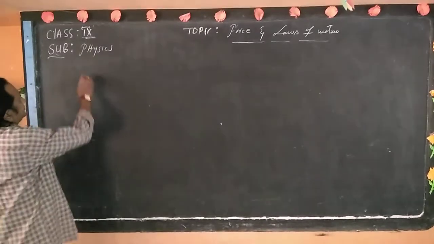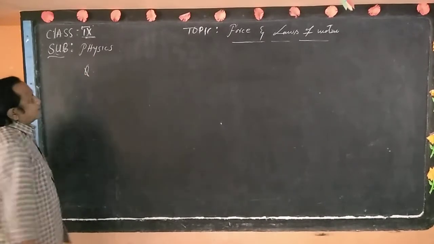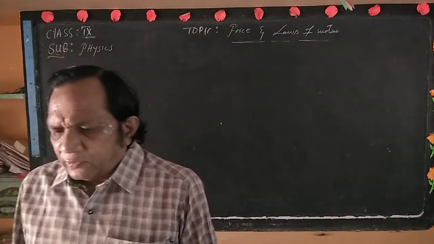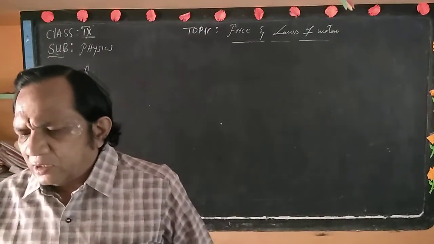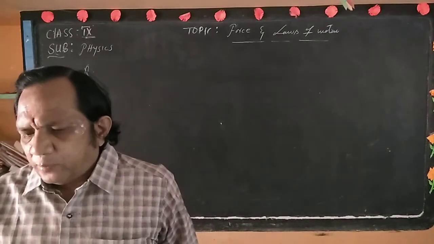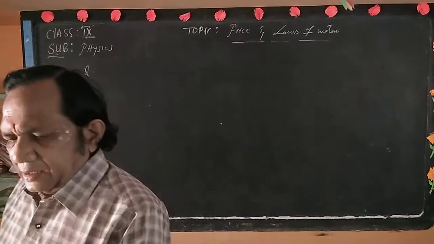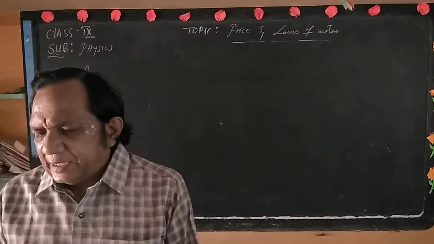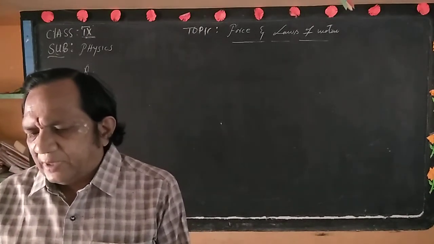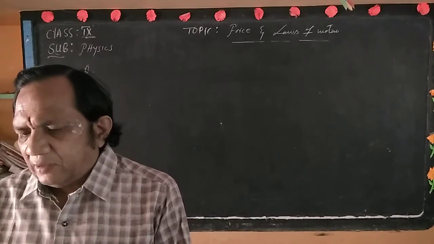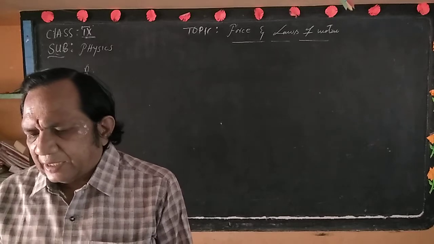Problem, we have to continue in this topic. Here, from a rifle of mass 4 kg, a bullet of mass 50 gram is fired with an initial velocity of 35 meter per second. Calculate the initial recoil velocity of the rifle.